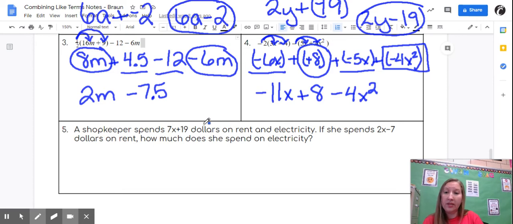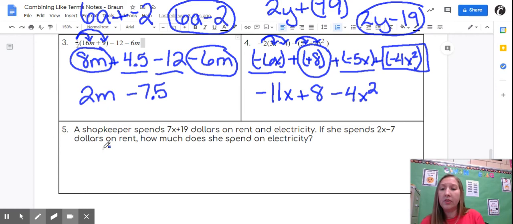All right, so let's take a look at this last problem. We have a word problem here. It says a shopkeeper spends 7x plus $19 on rent and electricity. If she spends 2x minus $7 on rent, how much does she spend on electricity? So we are given two different expressions here. We want to make sure we keep those separate and we keep the expressions together.